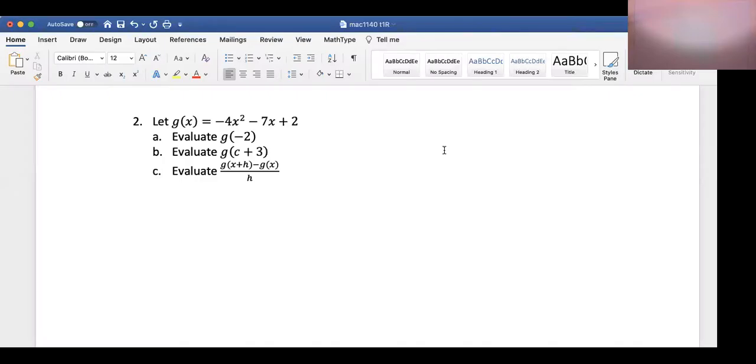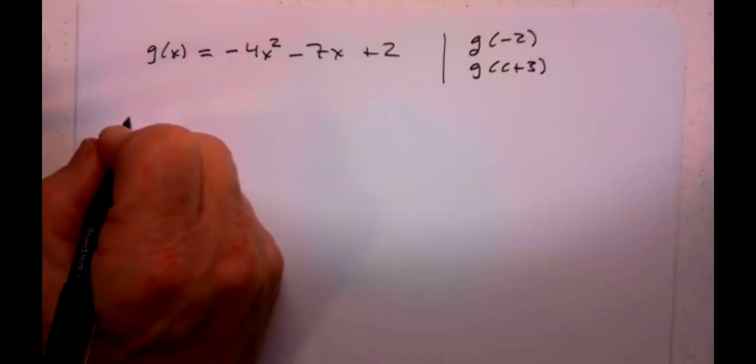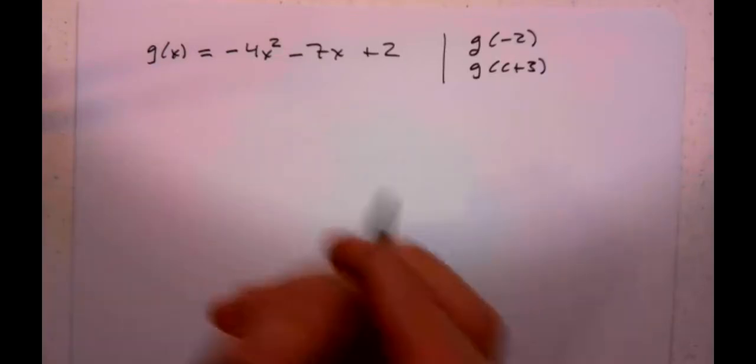Okay, for this question, we're given the function g of x is negative 4x squared minus 7x plus 2. And we want to find g of negative 2 first. And then we want to find g of c plus 3 before we do our difference quotient. So let's go ahead and do g of negative 2. So what is g of negative 2?